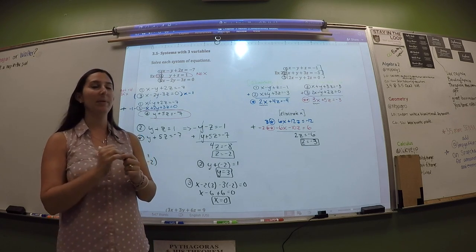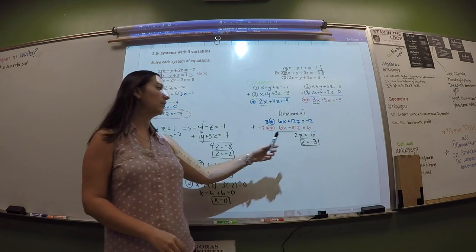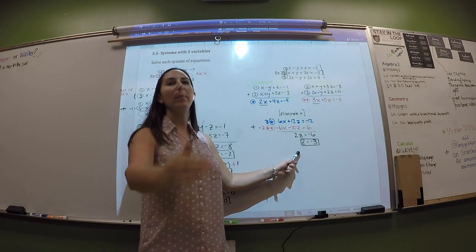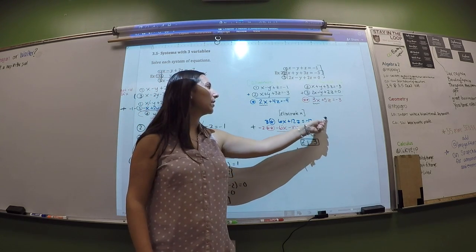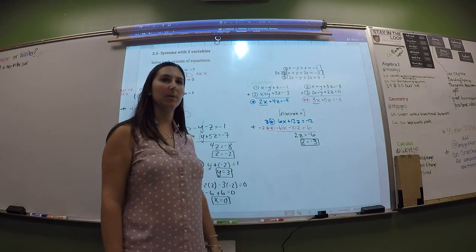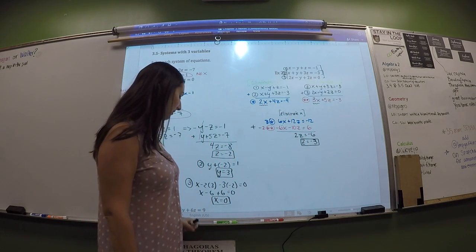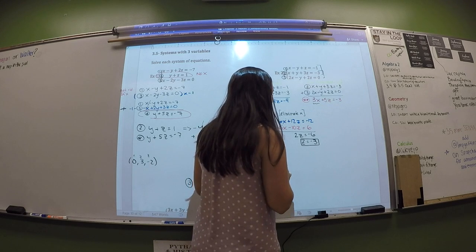But like the rest is easy. So once you find one, you're just gonna go backwards. You want to plug it into this one, or you can plug it into this one. Okay. So what do you wanna plug it into? Blue or red? Red. Okay, red it is.